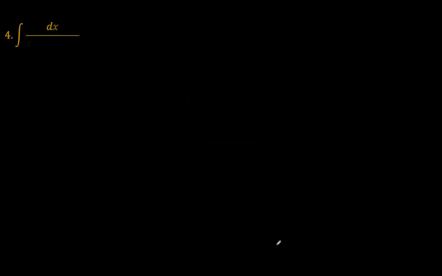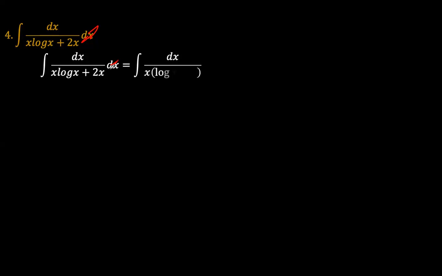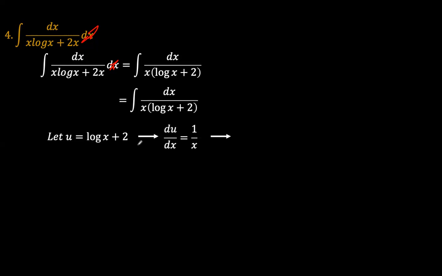Now, number 4, which is the integral, sorry, there's no dx here, of the reciprocal of x log x plus 2x. A couple of things can be done. We can let u be equal to log x plus 2, and therefore du dx is 1 over x, and x du is equal to dx.